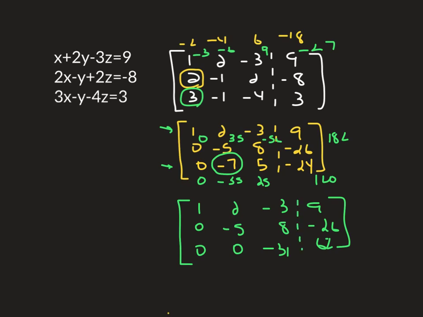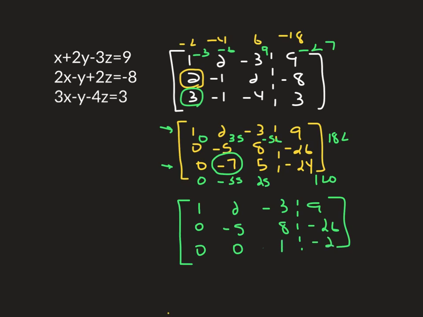And in my mind, I know 31 goes into 62. I need the spot where the 31 is right here to become a 1. So what I'm going to do is divide the whole bottom row by -31, which is going to make that a 1. And since 31 goes into 62 2 times, that's going to become a -2.